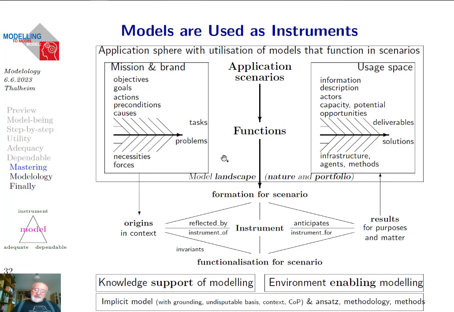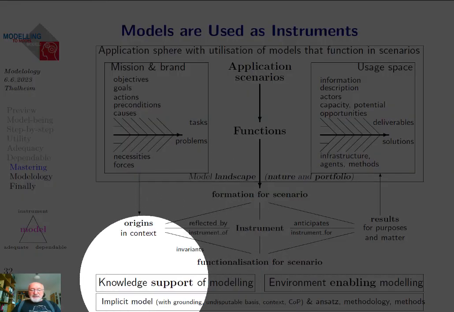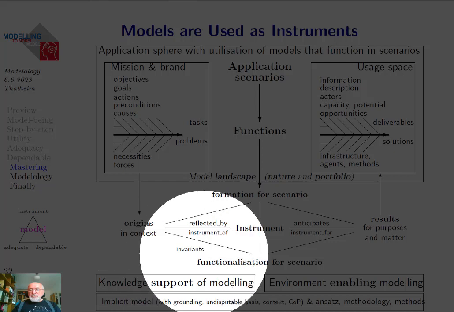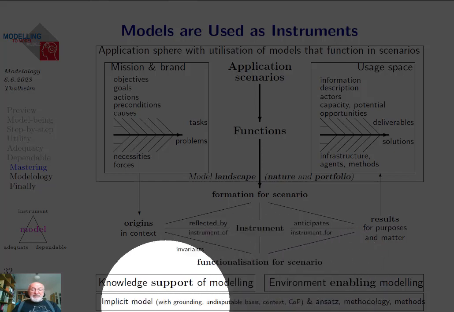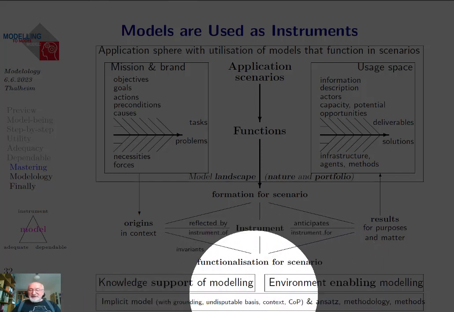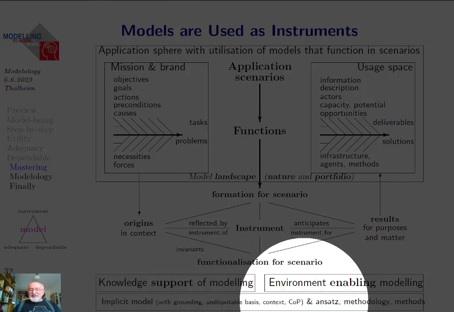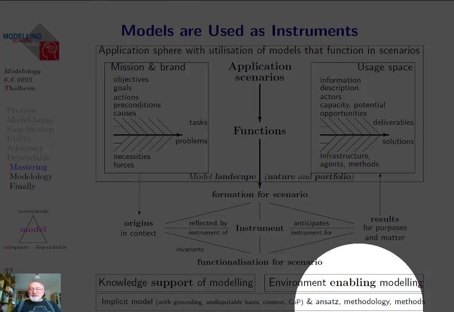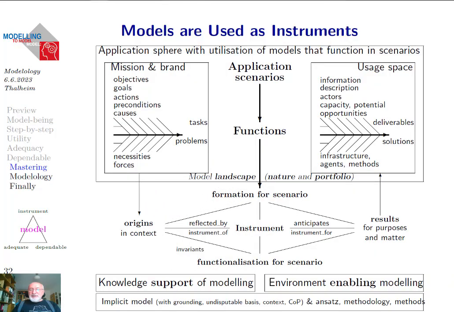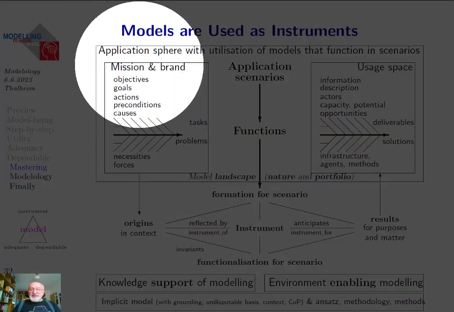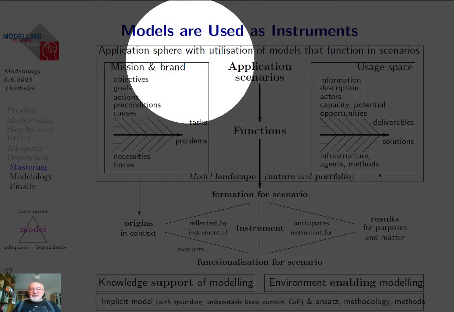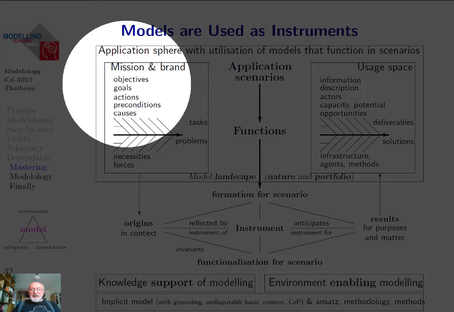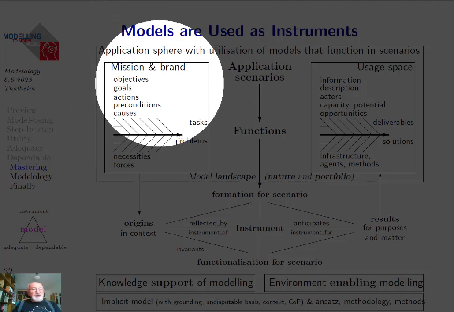So, how to master now this thing? Our finding says you should be able to support a model by the world knowledge. You should be also able to enable a model for usage. Behind that is some kind of matrix that is nothing else as an implicit model and an ansatz, or maybe an approach or methodology. In general, we start with the application sphere. In this application sphere, we have application scenarios. A model should be used for a certain issue. A model should be used by a community of practice.